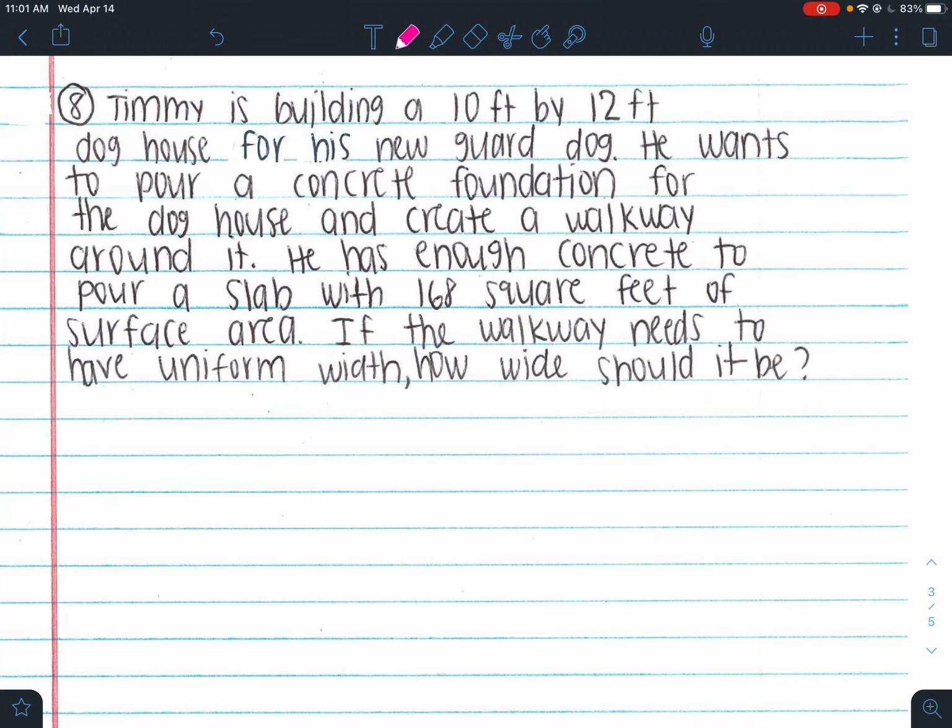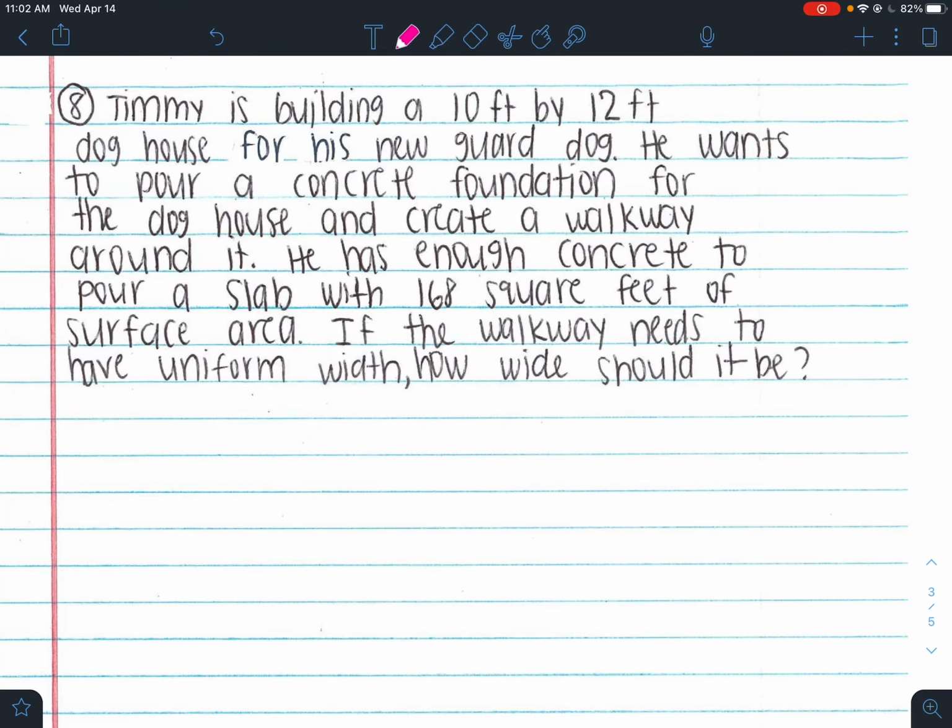All right, so Timmy is building a 10-foot by 12-foot doghouse for his new guard dog. He wants to pour a concrete foundation for the doghouse and create a walkway around it. He has enough concrete to pour a slab with 168 square feet of surface area. If the walkway needs to have uniform width, how wide should it be?